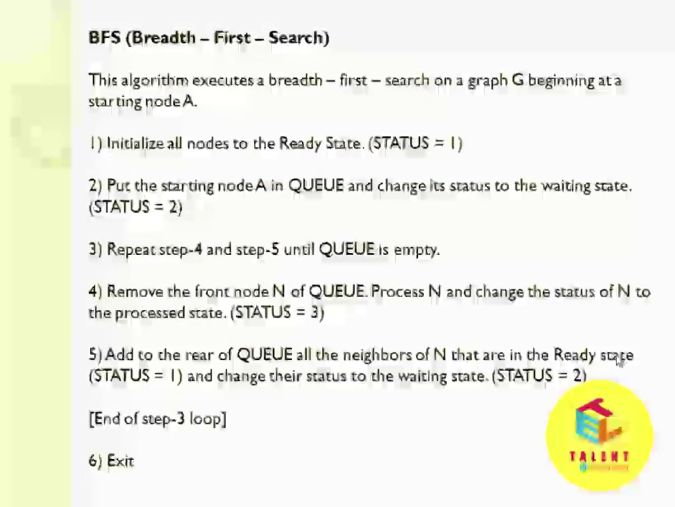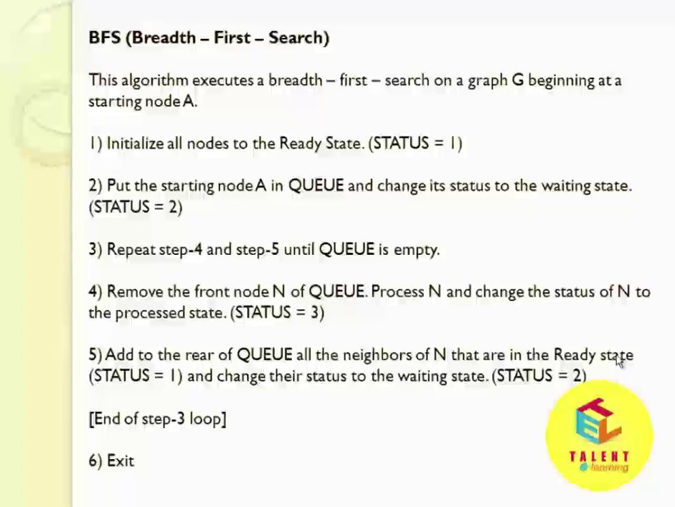BFS algorithm. Step 1. Initialize all nodes to the ready state, that is status equal to 1. Step 2. Put the starting node A in queue and change its status to waiting state, status equal to 2. Step 3. Repeat step 4 and step 5 until queue is empty.